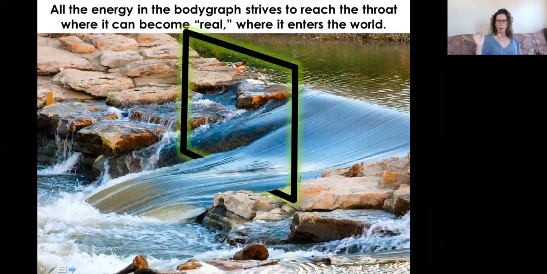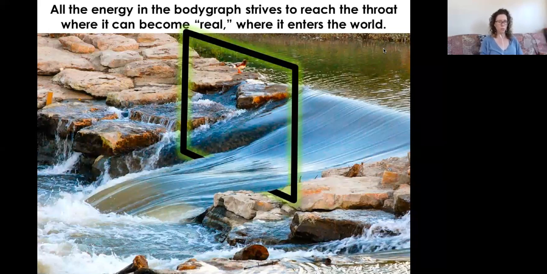All of the energy in the body graph, whether it's from the top two centers or all of the centers below, is aiming to make its way to the throat where it can become real. So everything wants access to the throat so that it can enter the world through action or through communication. If you think about those two pressure centers, the head and then the root, there's bringing energy into the body graph, and then everything is trying to make its way to the throat. So that's a helpful thing to think about.